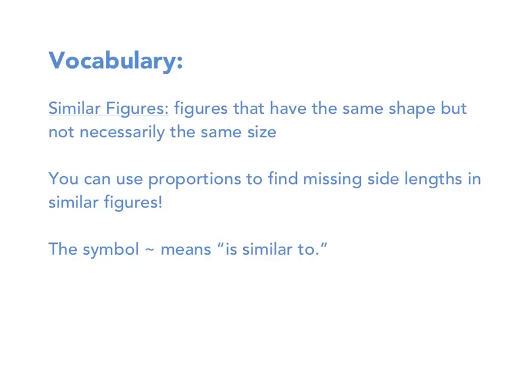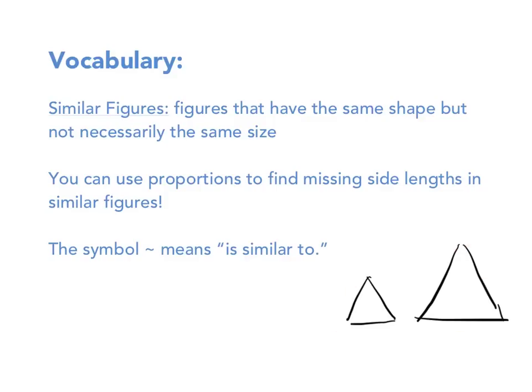So some vocabulary you need to get down first. Similar figures are figures that have the same shape, but not necessarily the same size. So let's take, for example, a triangle. These would be similar figures. The angles are all the same, but the sides are different lengths.